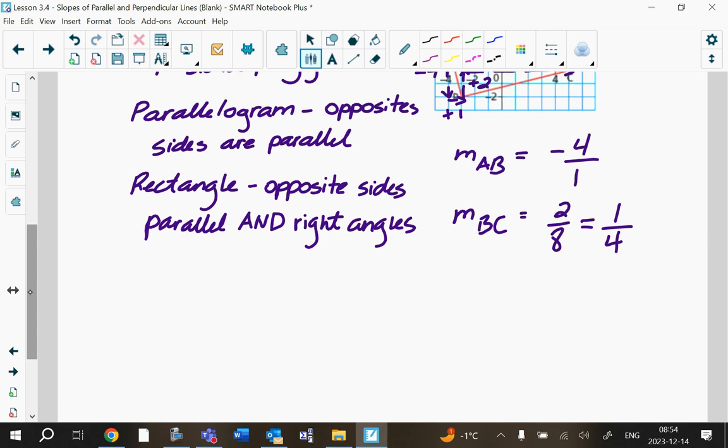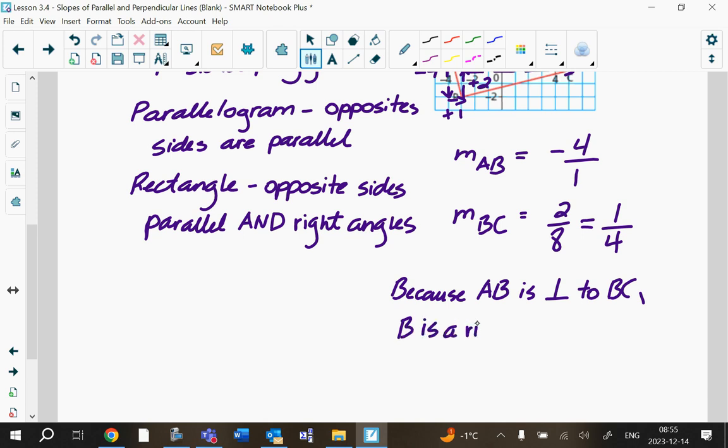We would say something to the effect of, because AB is perpendicular, and you can use that shorthand if you want, to BC, B is a right angle because they're perpendicular. And therefore, ABCD is a rectangle. You need a concluding statement.